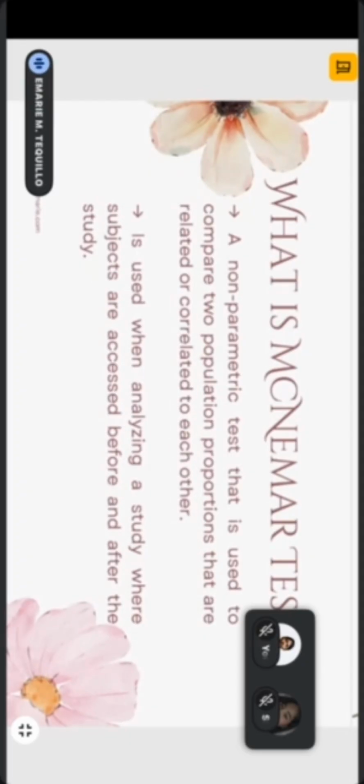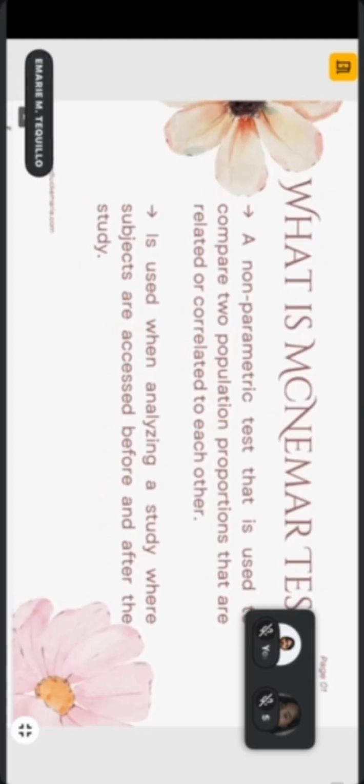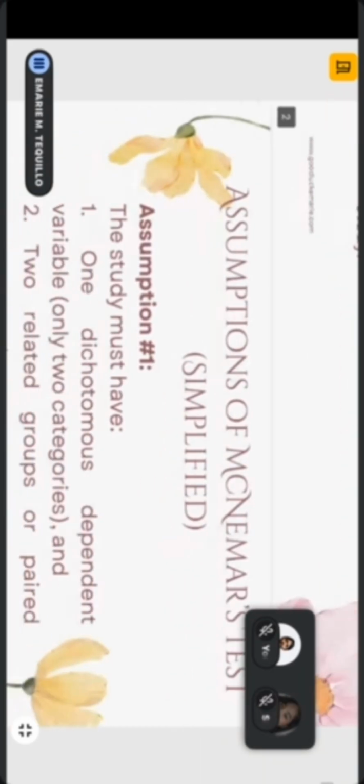For example, researchers want to know if students improve after review classes, so they test students before the review and after the review. Because the same students are measured two times, McNemar test can be used. So why is it appropriate? It's appropriate because the subjects or respondents are assessed before and after the study with their implementation or actions. Have you understood, everyone? Am I understood? Okay, I think silence means yes. So let's proceed to the next slide.